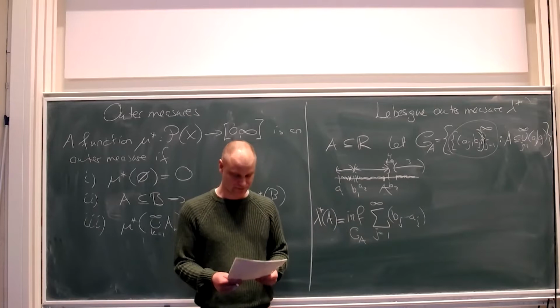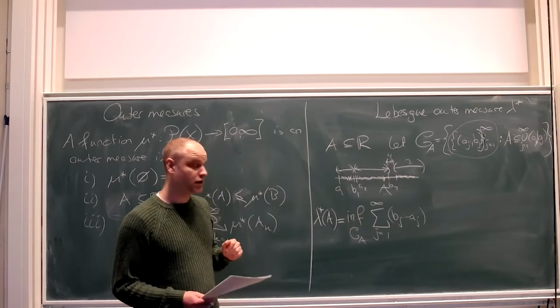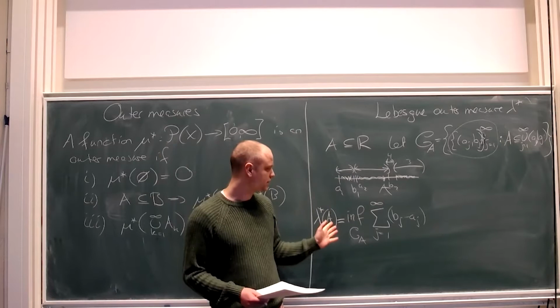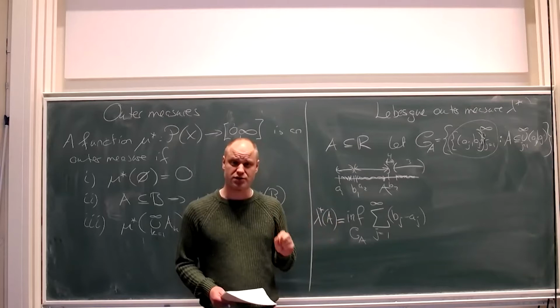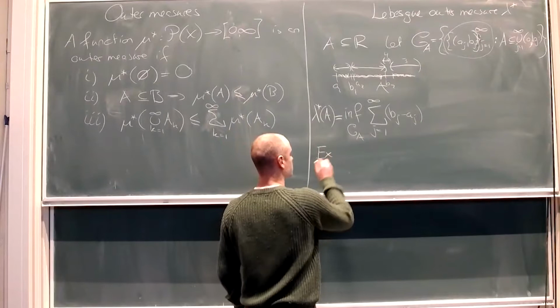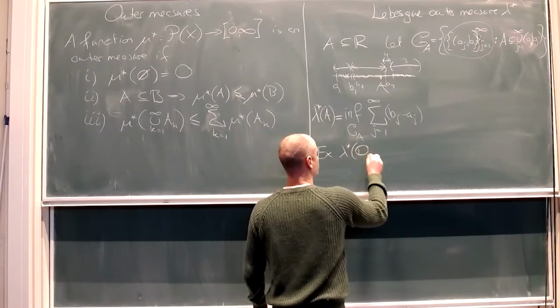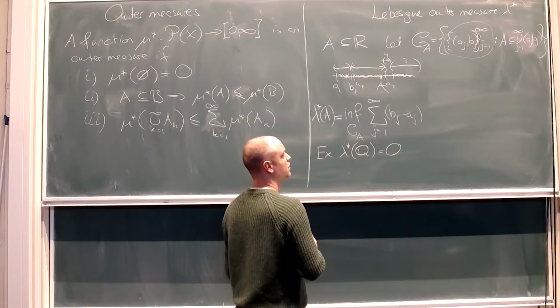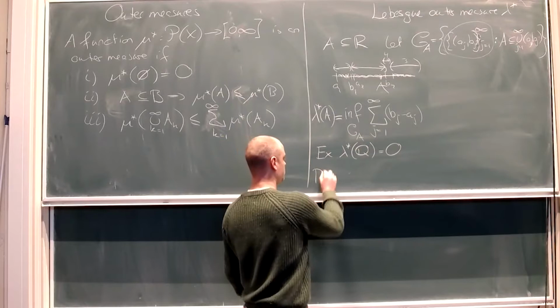Okay, so that is the Lebesgue outer measure. Let me actually flip the order here. And before I prove that this is an outer measure, let us do an example and see that the rational numbers have measure zero, or outer measure zero. So lambda star of the rational numbers equals zero. Okay, proof.